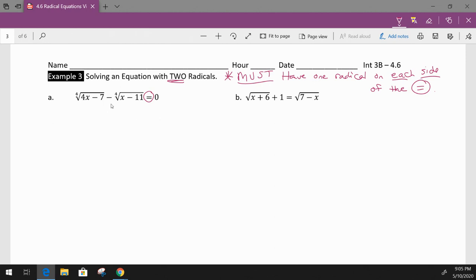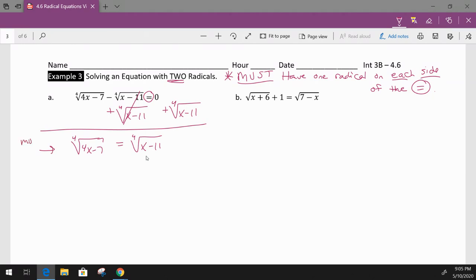So the negative radical is the easiest one to eliminate. So if we have a negative fourth root of x minus 11, we can add a fourth root of x minus 11 to both sides of the equation. So this will eliminate. And now we have a fourth root of 4x minus 7 on the left side of the equation and a fourth root of x minus 11 on the right side. So you must do this. Must have one on each side of the equals. So this is very important.